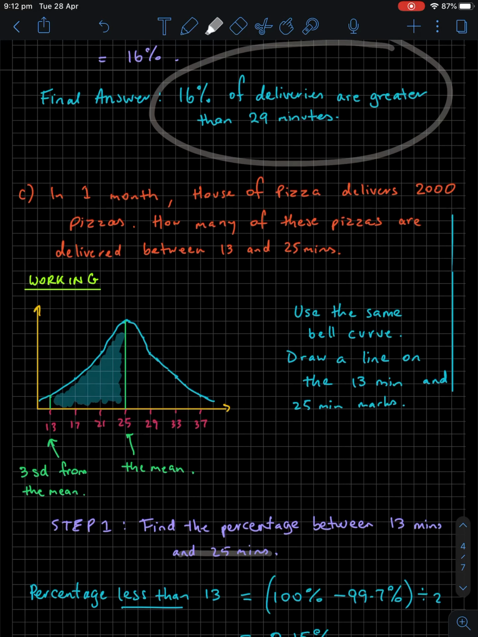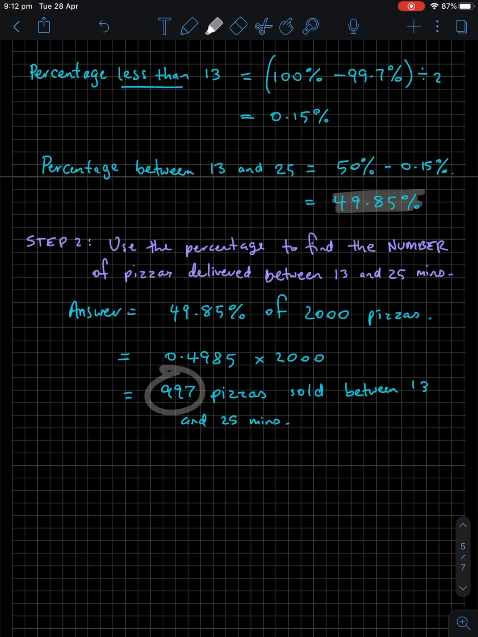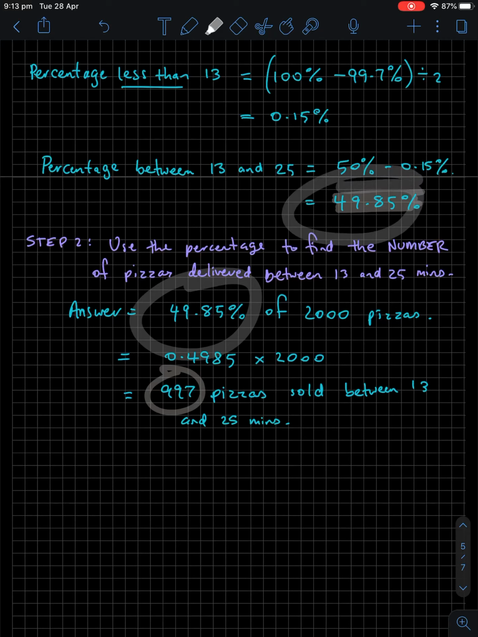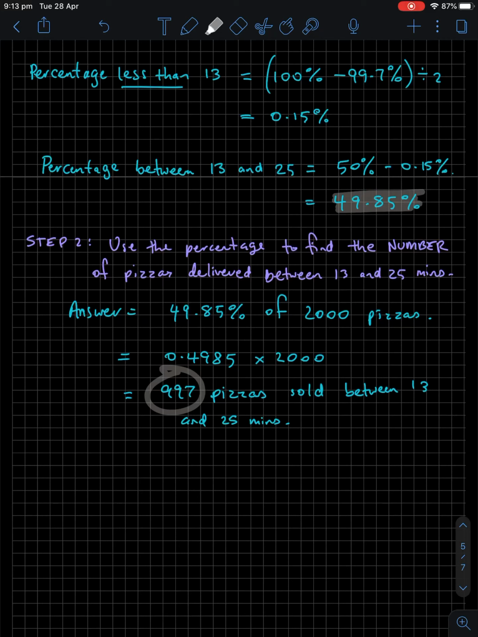We want to know how many of these 2,000 pizzas were between 13 and 25 minutes. So step 2, we use the percentage that's between our 13 and 25. We use this percentage here and we apply it to the 2,000 pizzas. And this will give us an exact number of pizzas between 13 and 25 minutes in delivery. So that as a decimal is going to be equal to that, and I multiply by my 2,000. And that comes out as 997 pizzas that were delivered between 13 and 25 minutes.